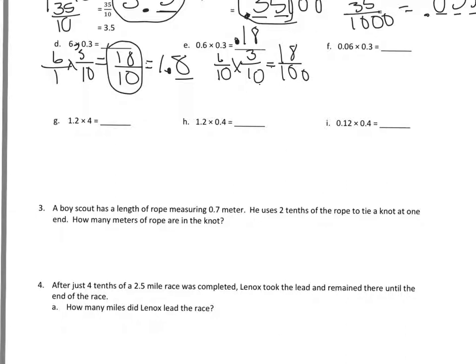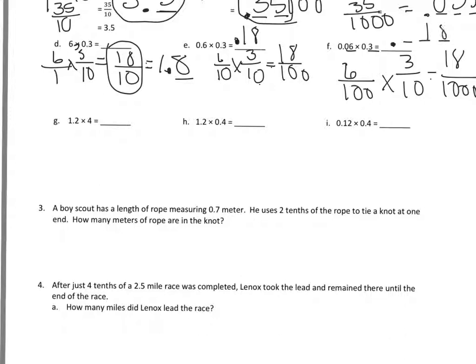And here I have 6 hundredths, because I have 2 spots over the decimal, times 3 tenths, because that's 1 spot past the decimal. 6 times 3 is 18. 100 times 10 is 1,000. So I have 18 thousandths. Remember, thousandths tells us we're going to have 3 spots after the decimal, so I'm going to put 18 and a 0 in there.